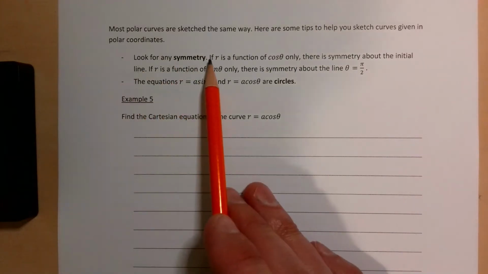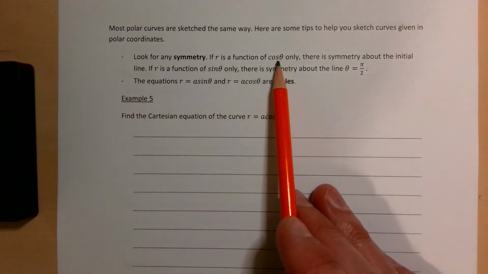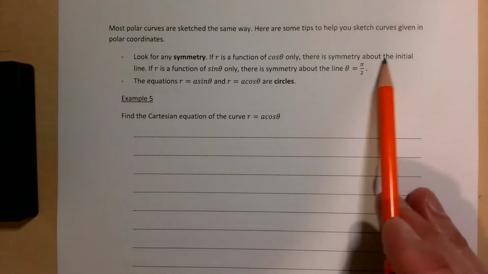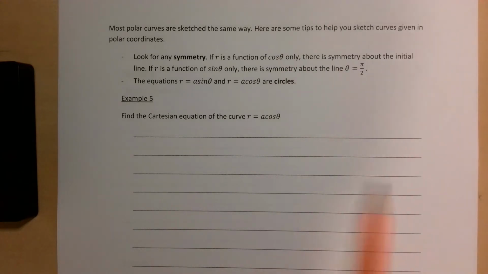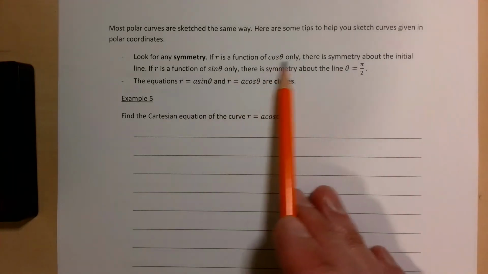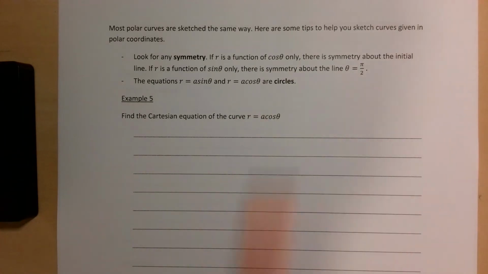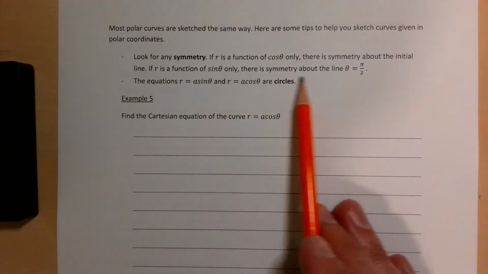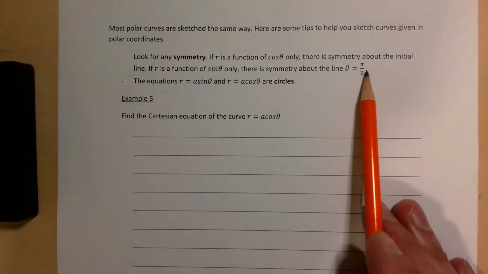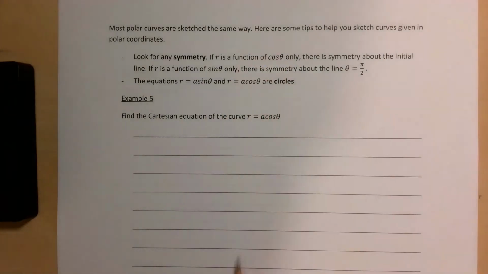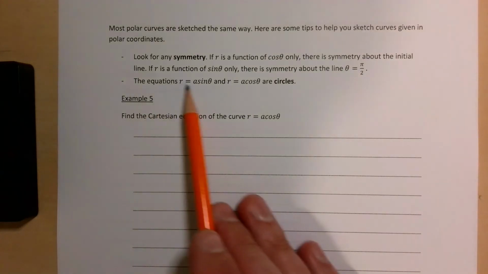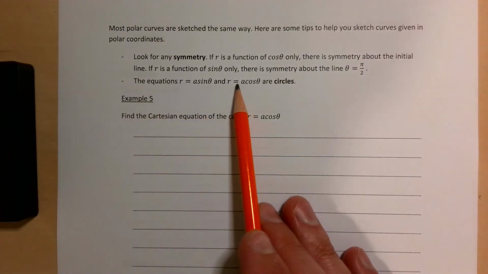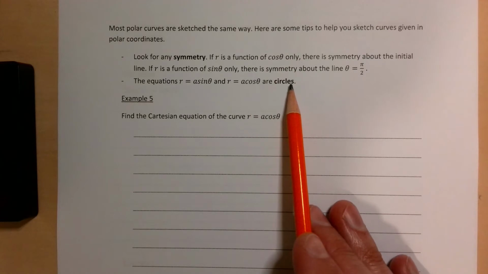Look for any symmetry. If r is a function of cos theta only, there is symmetry about the initial line. That's effectively our x-axis. So if it's a cos theta function, there's a line of symmetry going across here. If r is a function of sine only, there is symmetry about the line theta is pi over 2, which is kind of our y-axis here. The equations r equals a sine theta and r equals a cos theta are circles.